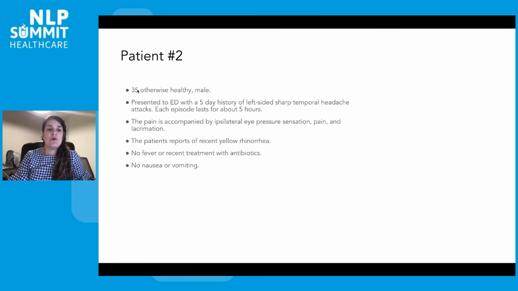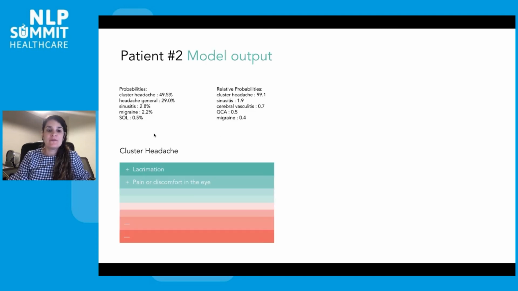Another case where we have a 35 years old male with sharp temporal headache, with high eye pressure, pain, and lacrimation. For this patient, we predicted that he has a cluster headache in the first place. If we use the relative probabilities, we found out that he has a cluster headache in the first place, sinusitis in the second place. And the reasonability for cluster headache is the lacrimation and pain or discomfort in the eye that we found in the text.